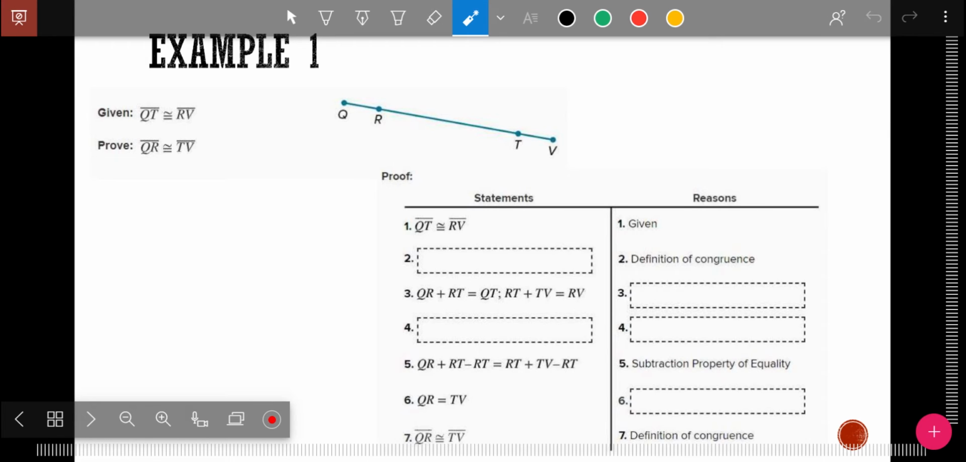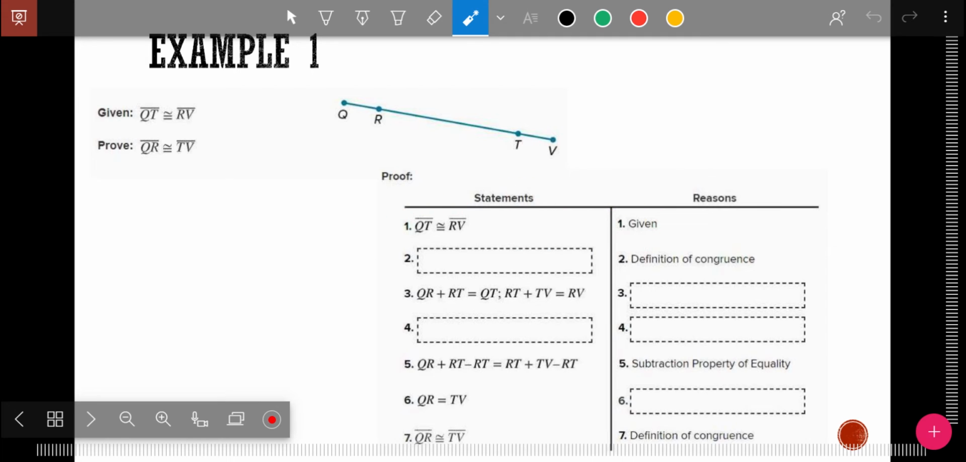And so now we're going to write a proof, and notice this proof is all geometry now. Now they're going to give you the training wheels. We're going to call these the training wheels over here, so stuff to fill in to start out. And so you start every proof with the given. For this problem, the given is segment QT is congruent to segment RV. And so you would write that down. The first step is the given.